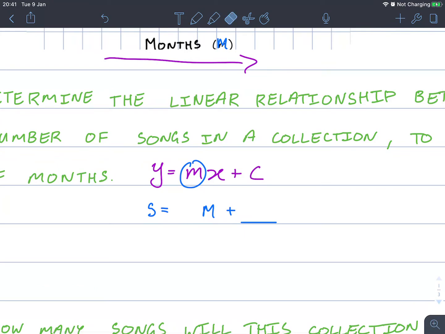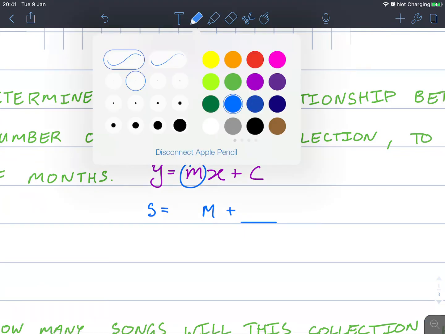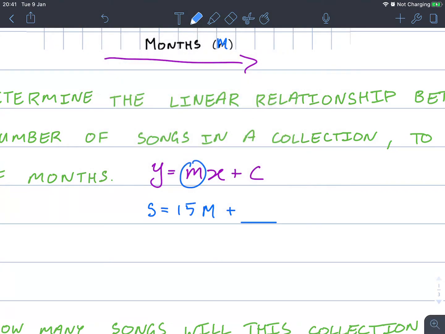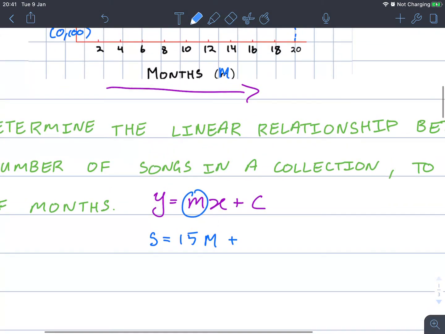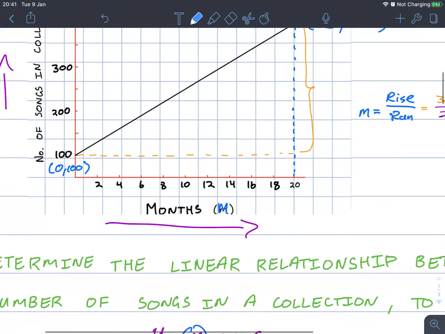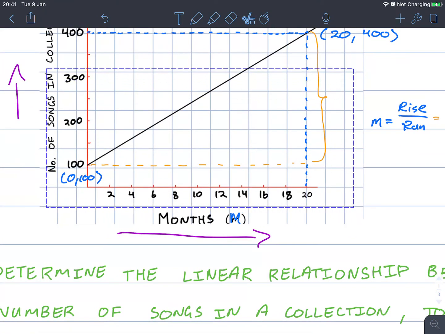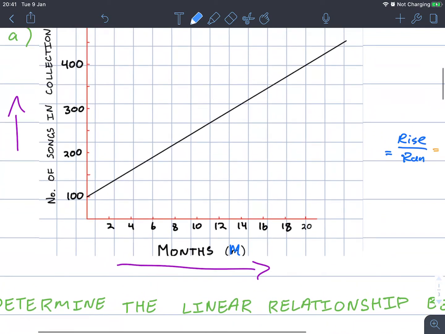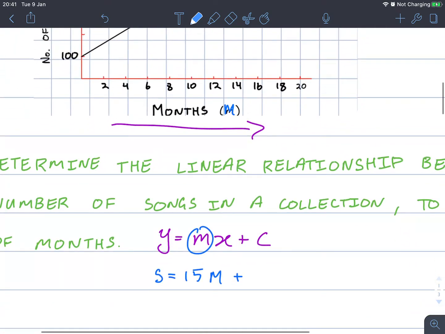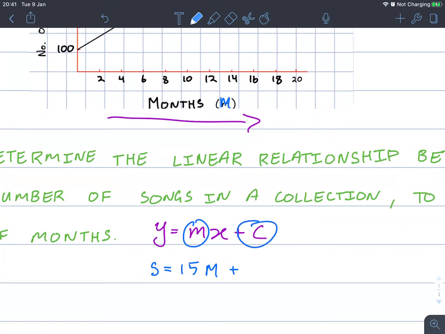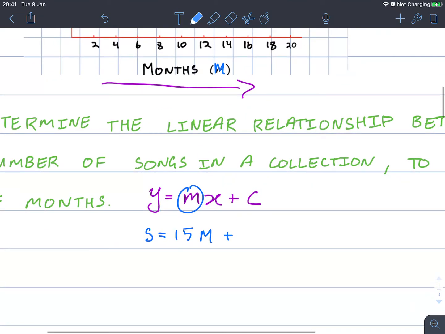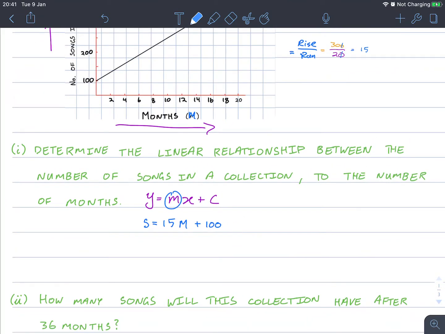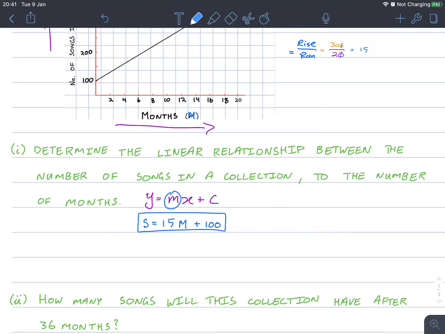So for our m, this unknown m value, we've calculated to be 15. Now as for the initial value, the y-intercept, let me clear this up a little bit, we can see where our graph is intersecting the y-axis. It's at 100. Well, it's very clear to see then that our y-intercept is going to be 100. So that there is our linear relationship.